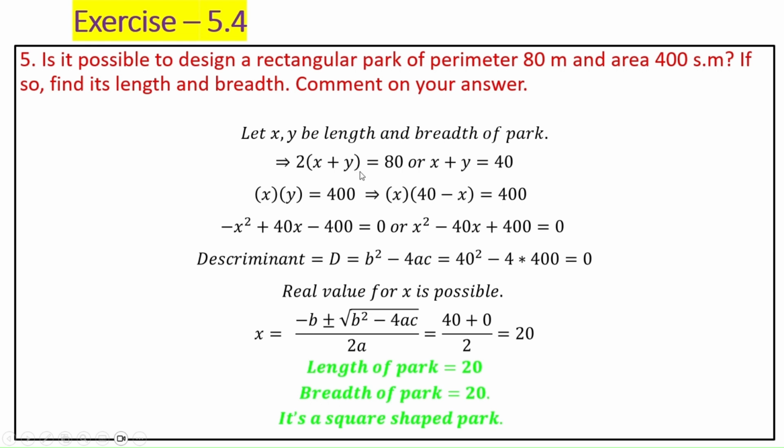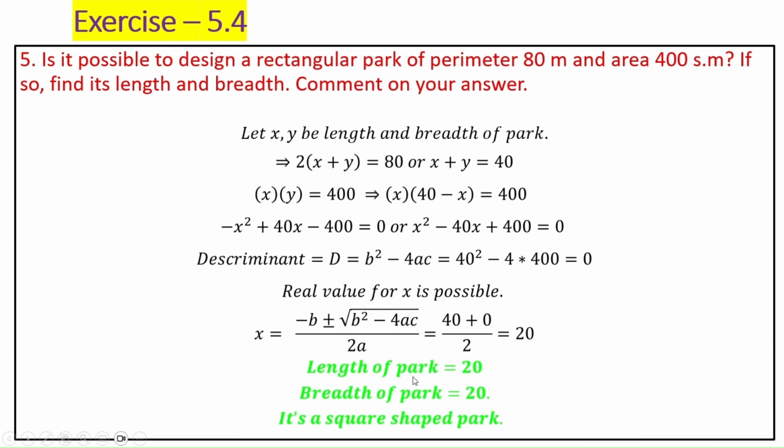So 2 into x plus y equal to 80, or x plus y equal to 40, and x into y equal to 400. Okay. So I'll replace the y value with 40 minus x. So x into 40 minus x equal to 400. So the quadratic equation I finally get is x square minus 40x plus 400 equal to 0, and the discriminant is 0, which means we have one value for this and the solution for x is 20.